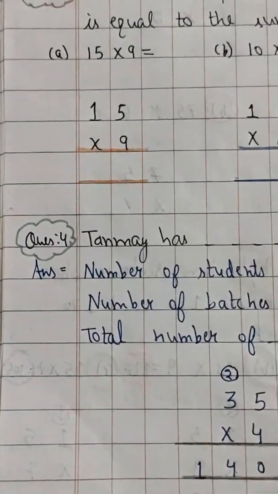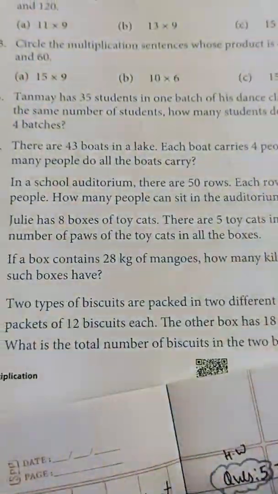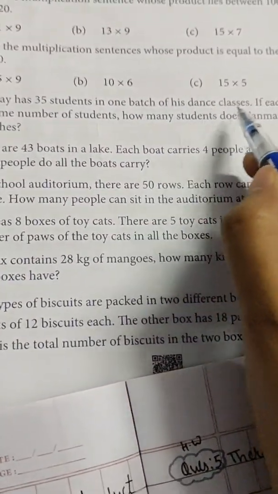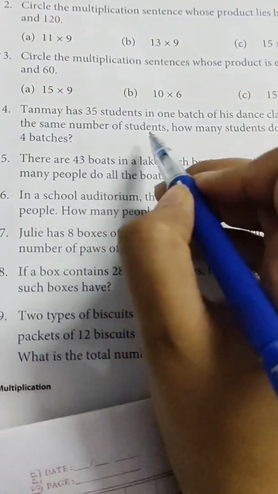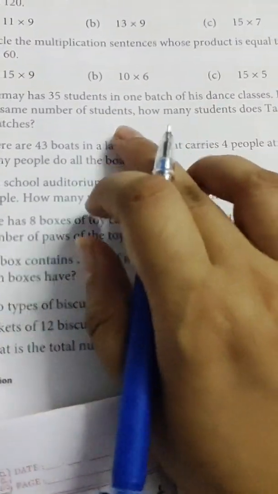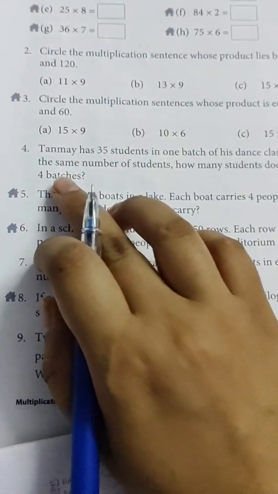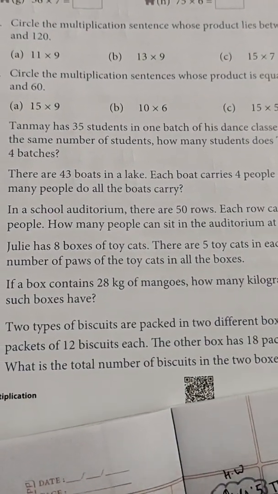Okay, so now the next question is: Tanmay has 35 students in one batch, meaning one class. Batch means just like a class, a group of his dance class. If every batch has the same number of students, how many students does Tanmay have in 4 batches? Meaning he is asking how many students are there in 4 classes.